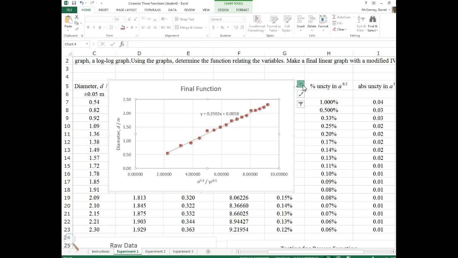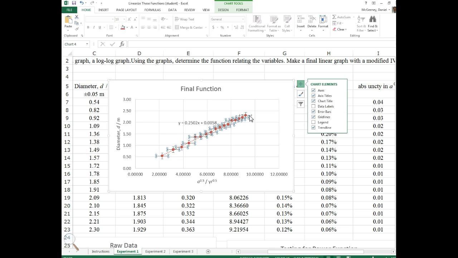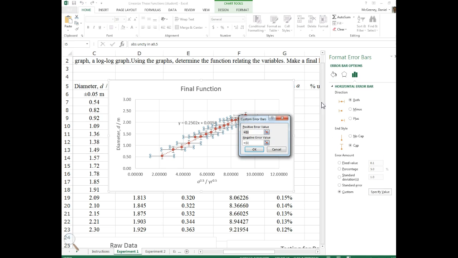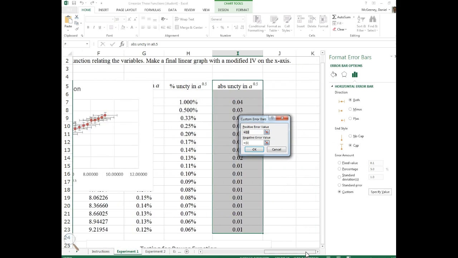Let me take away the error bars first. And then I'm going to add them back on so they're nice and big. I right-click on the horizontal error bar. Let's see. I format. And I want custom values for the horizontal error bars. So I specify value, and I'm going to come over here.